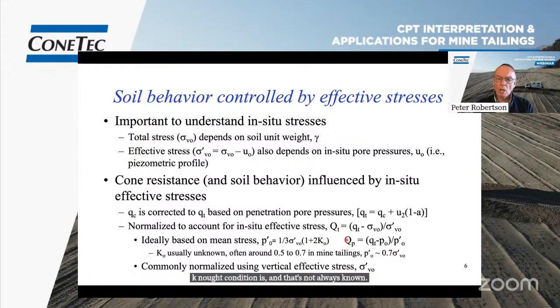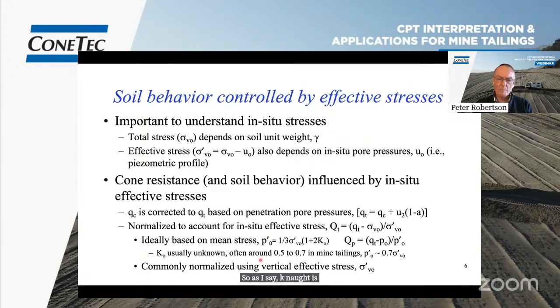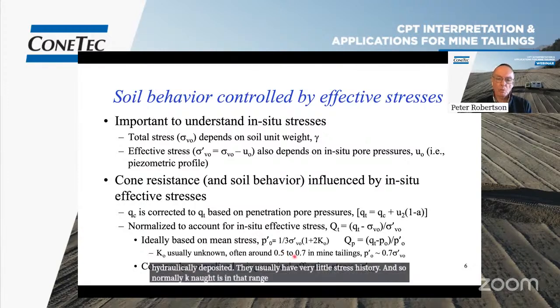So if it's normalized by the mean normal stress, it's often written as uppercase Q subscript P, and the uppercase Q is now becoming sort of standardized to meaning normalized parameter. So lowercase q is the measured tip resistance or the corrected tip resistance, and uppercase Q is when it's been normalized. So as I say, K naught is usually not known, but in mine tailings, they're hydraulically deposited. They usually have very little stress history. And so normally K naught is in that range of about 0.5 to 0.7.